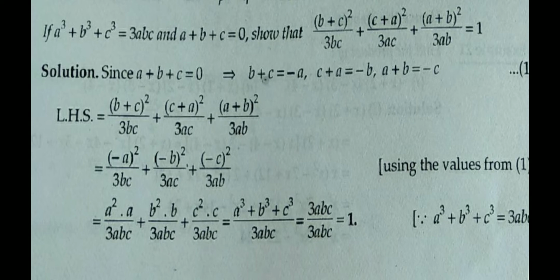How did we get 3abc on the top in the numerator? Because in the question the condition is given: a cube plus b cube plus c cube equal to 3abc. So we are substituting 3abc in place of a cube plus b cube plus c cube. The denominator is 3abc, so 3abc by 3abc, any number divided by the same number equals 1. It is proved.